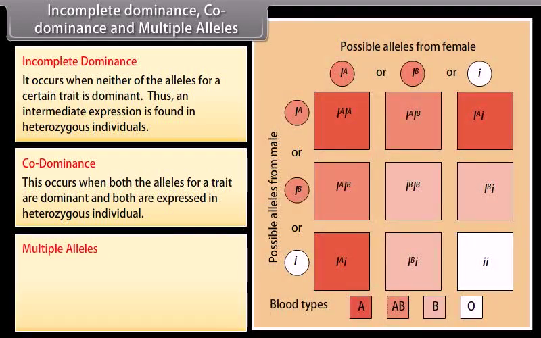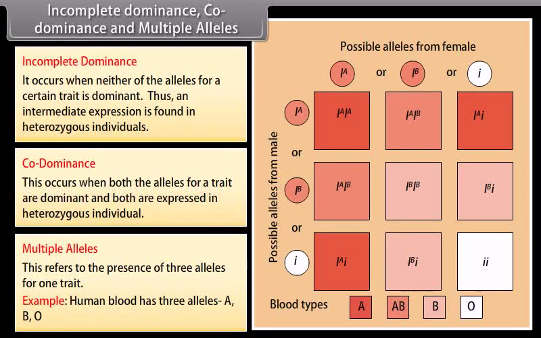Multiple alleles. This refers to the presence of 3 alleles for one trait. Example: human blood has 3 alleles, A, B, O.